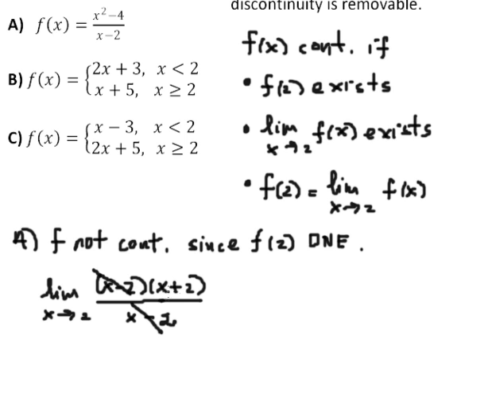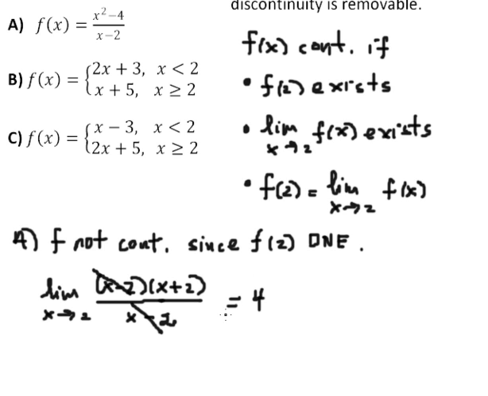Once we reduce, we have a quotient of x plus 2 over 1. So we got rid of the 0 over 0 situation, so now we can just substitute in x equal 2. When we get 2 plus 2, we have a limit of 4. So this is the limit. The limit does exist. F of 2 doesn't exist, but the limit as x goes to 2 does exist.